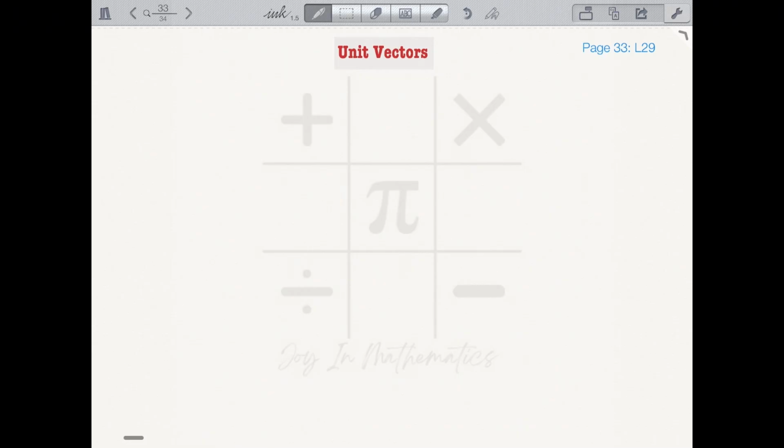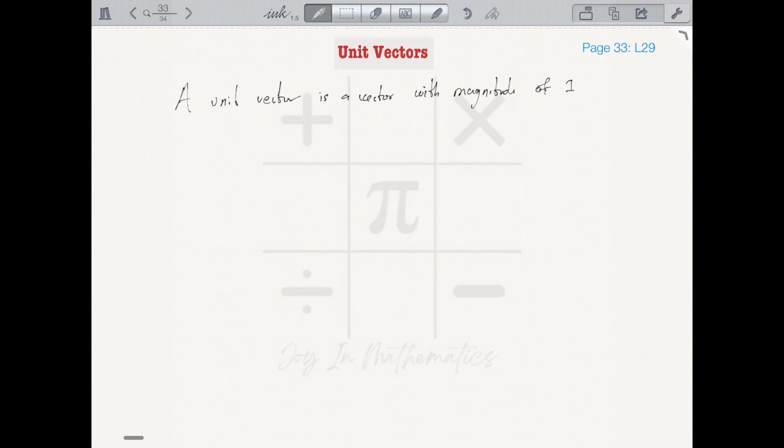So let's continue on our series of videos on vectors. We have considered two exercises that involve addition and subtraction, scalar multiplication, and also magnitude of vectors in their component form of unit vectors. So now let's look at what we call unit vectors. A unit vector is a vector with magnitude of 1.